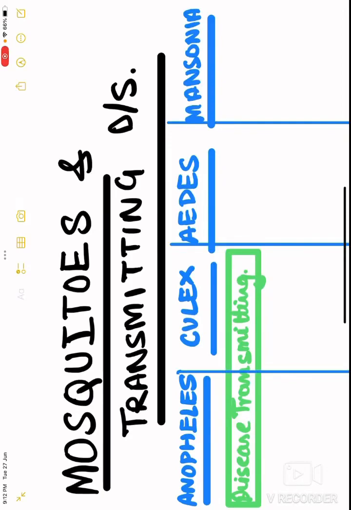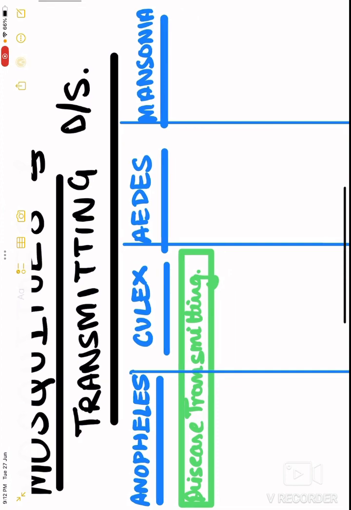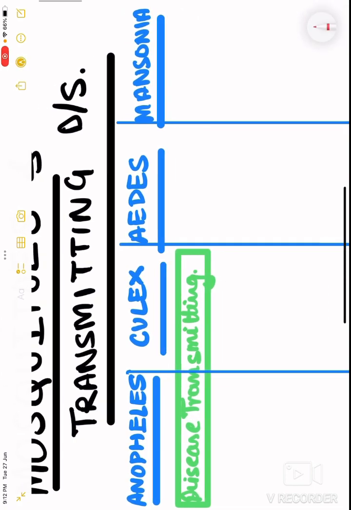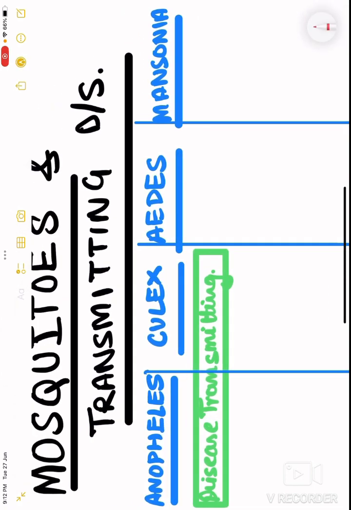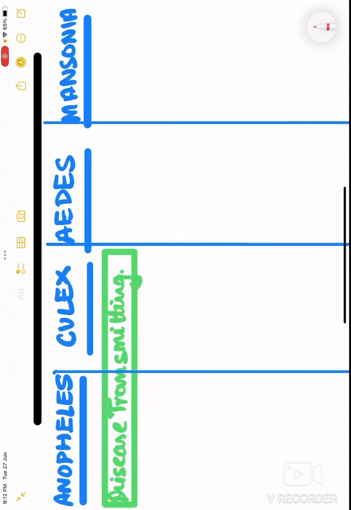Hello guys, in this video we are going to study about mosquitoes and their transmitting disease, a very important topic from PSM, and almost every year a question is asked from this particular topic. Right, so there are four classes of mosquito, right? Anopheles, Culex, Aedes and Mansonia. So we have to first learn which of the following diseases are transmitted.